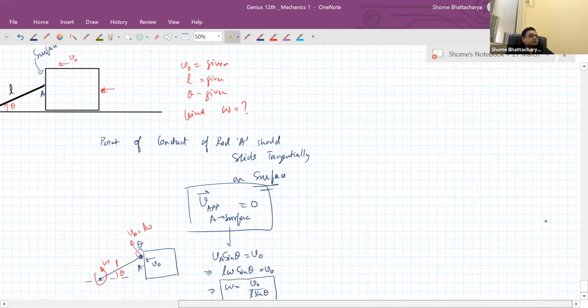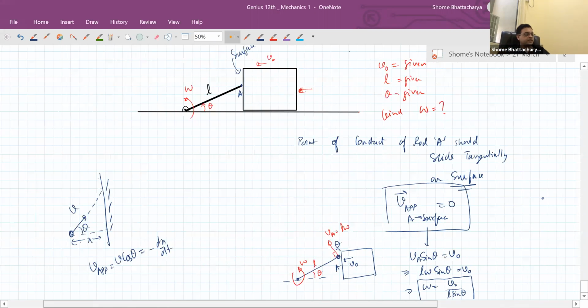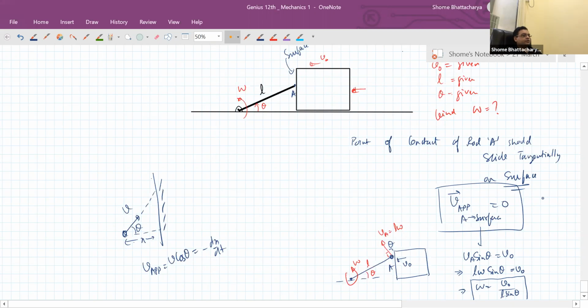So now in this we are incorporating the concept of approach or separation velocity of a particle with respect to a surface. So the relative motion of the particle with respect to the surface should only be tangential, should only be in this case in the vertical direction. Right? So that is the concept we are using. Hope this example is clear. People just go through it once.